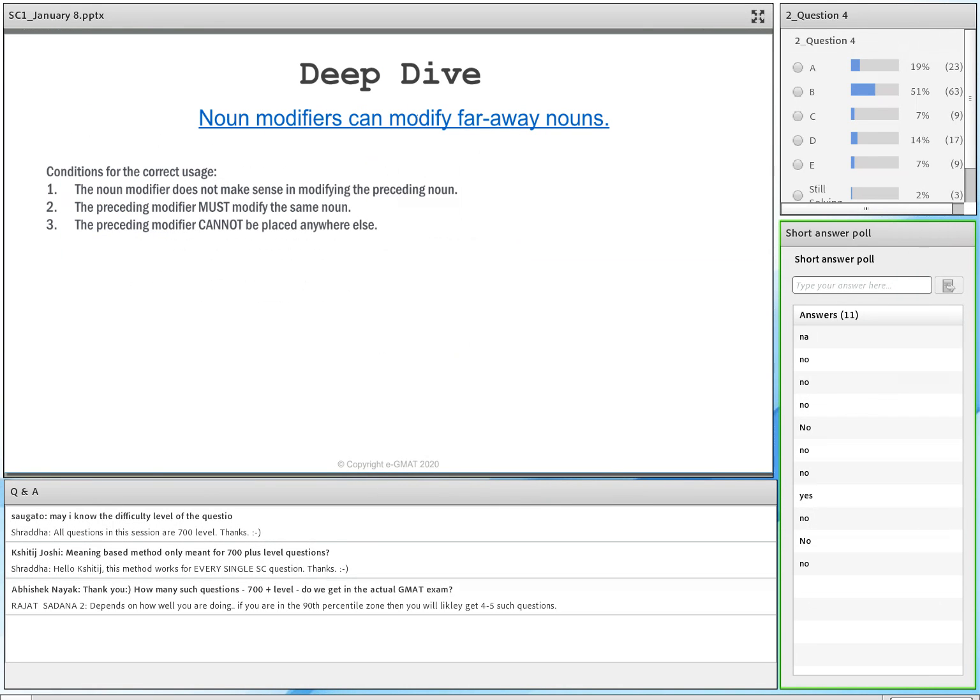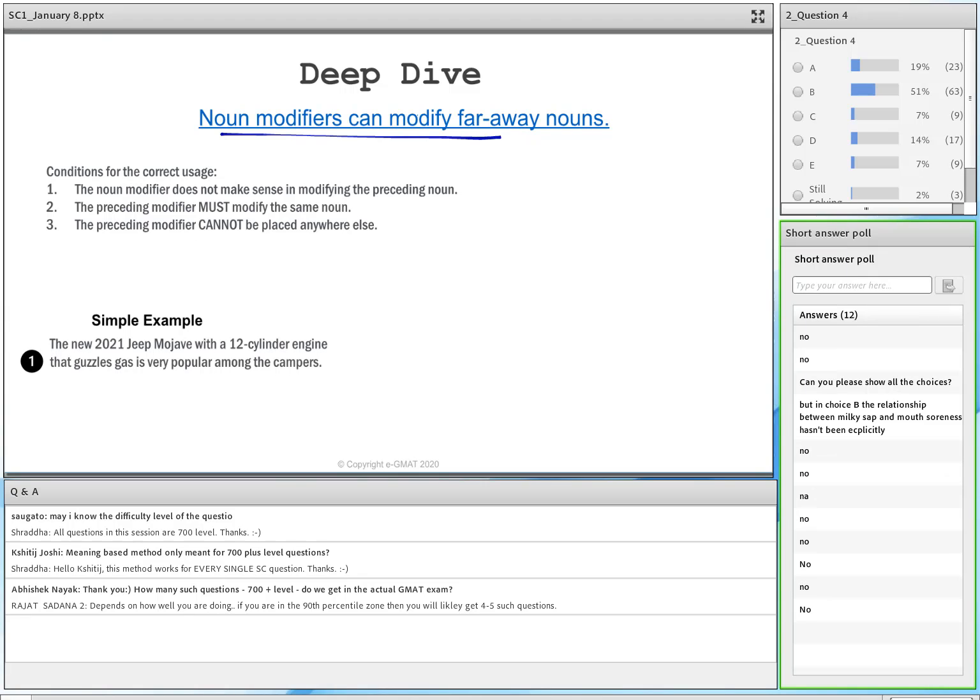We have one of our most famous articles on GMAT Club by the same name. You can take a look at this article and you can understand all about this nuance of how a noun modifier can modify a faraway noun. I will share the PDF with you at the end of this session. So we have all the examples for you. You can take a look at them at your leisure.